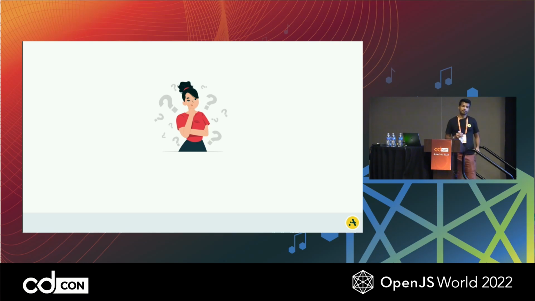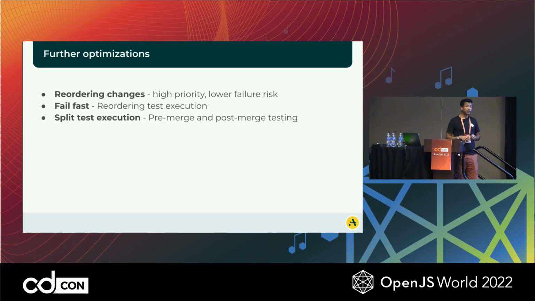So now, can we do something better? I'm going to leave these as some further optimizations we can do. This is something we have thought about and read about, but haven't implemented. Some things we can do is reorder certain changes. The ones which we know are higher priority, or have a higher possibility of merging and having a successful build, we will merge first before we merge the other ones.